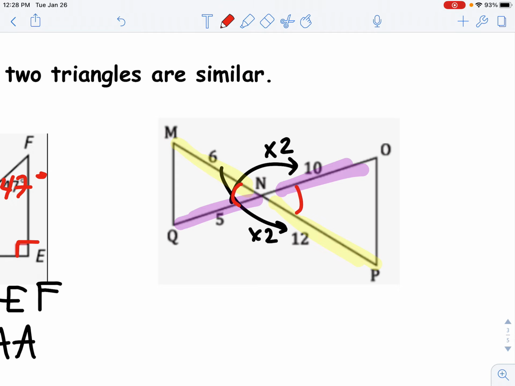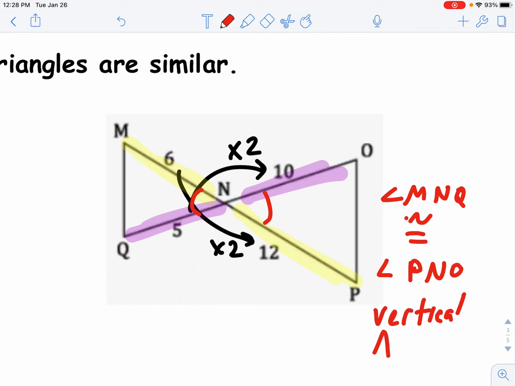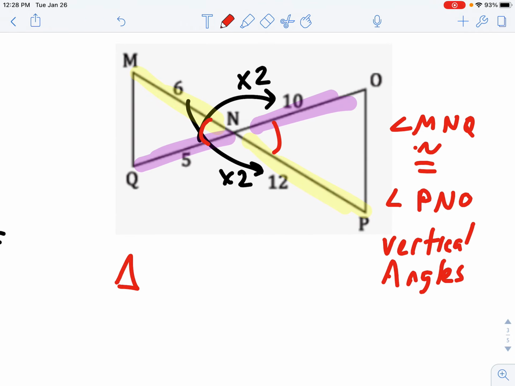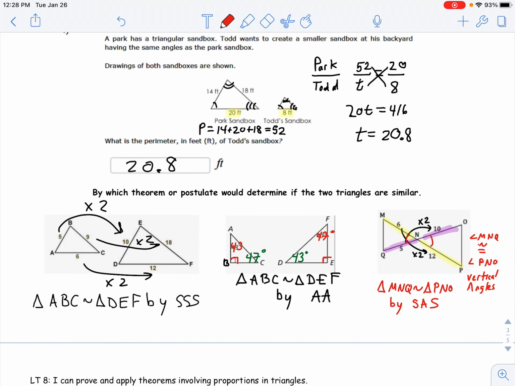Boom. We also have angle MNQ is congruent to angle PNO because they are vertical angles. Thus, it's mathematically legal to say, well, since that's the case, these two triangles are similar by side angle side.